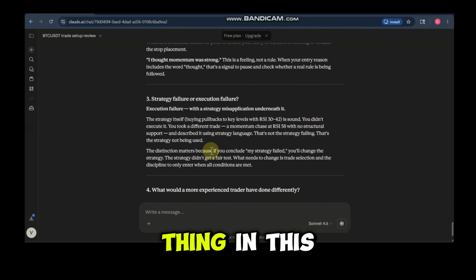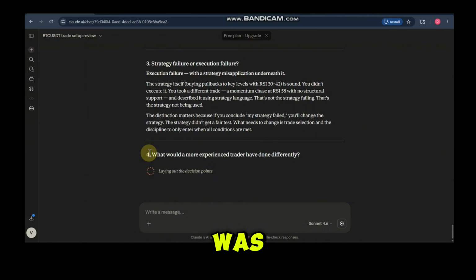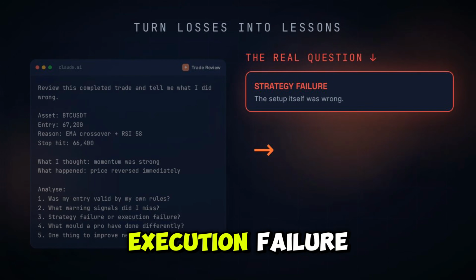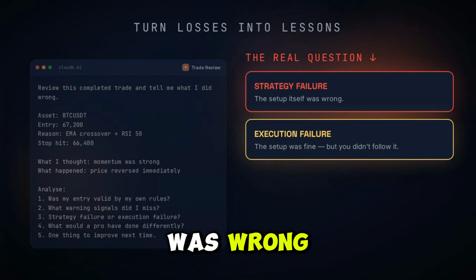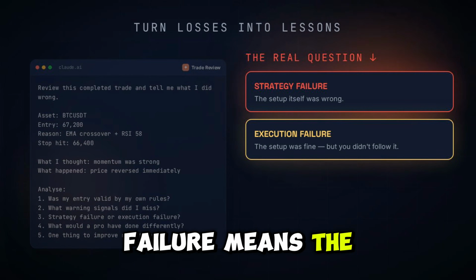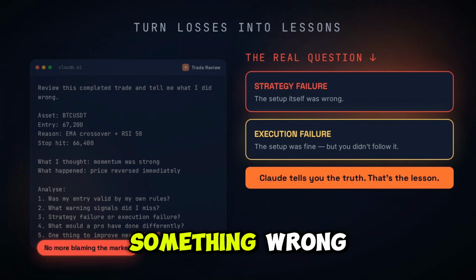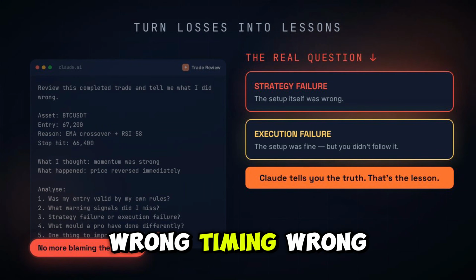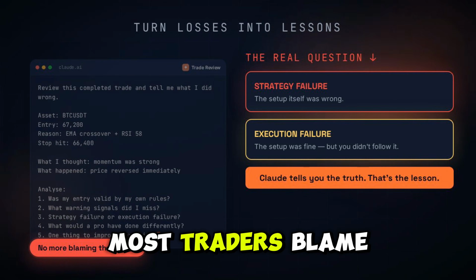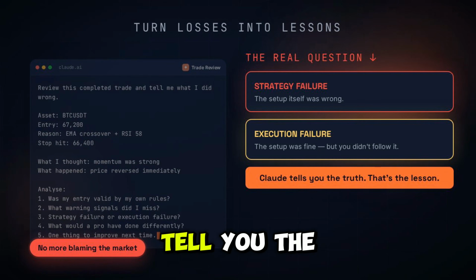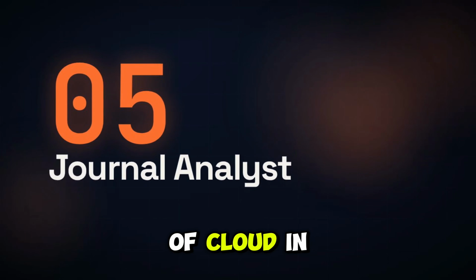The most important thing in this response from Claude was this: was it a strategy failure or an execution failure? Strategy failure means the setup itself was wrong, and execution failure means the setup was fine, but you did something wrong. It may be wrong timing, wrong size, or ignoring a warning signal. Most traders blame the market, but Claude will tell you the truth about which one it was, and the lesson that makes you better. Now comes the most powerful use of Claude in trading.